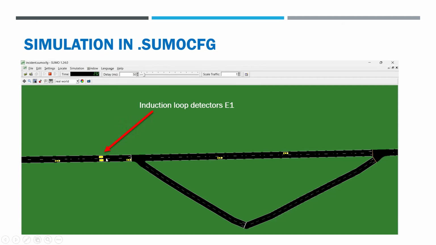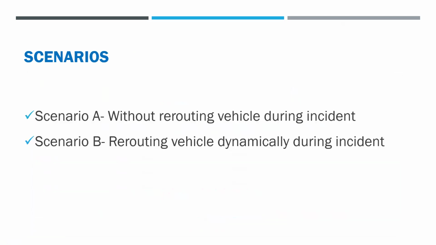So this is the SUMO config file where I assign the E1 induction loop detectors. There are two detectors in the two lanes. Detectors are located upstream of the incident edge, E1, which I'm showing in the middle portion of my model. It is also located a little bit upstream of my alternative route. This detector will automatically identify the incident and trigger the rerouting commands.